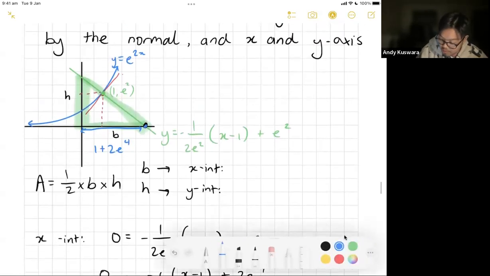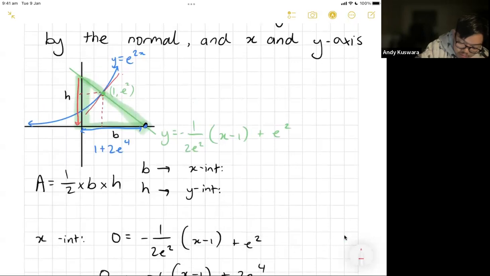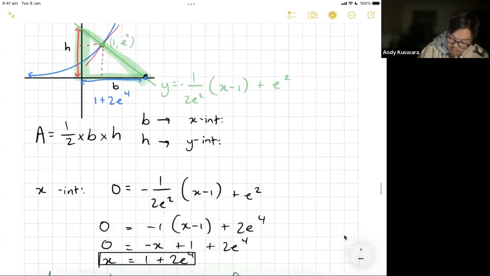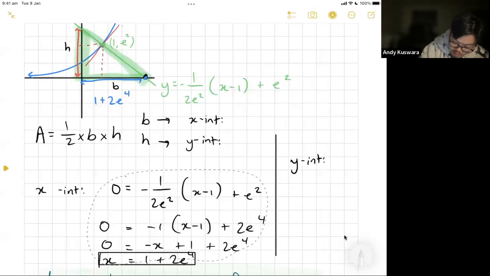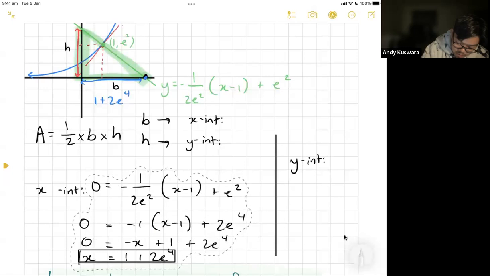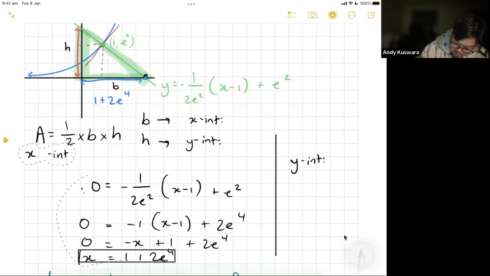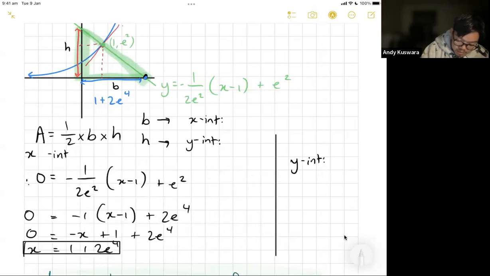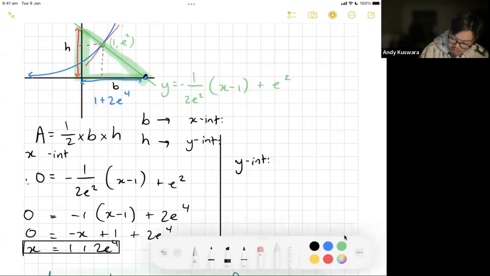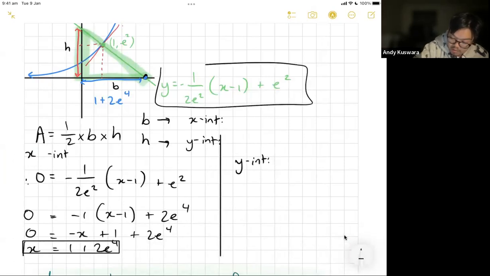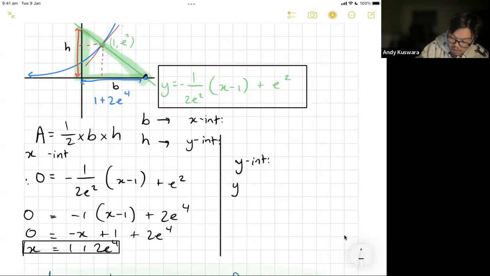Now the other one that I'll need is my height, and that's by finding the y-intercept. How do you find a y-intercept? Let x equal to 0. So I'm just going to move this over and try to make some room for myself. Should probably also move this over up here. This is what happens when you forget to do stuff. Okay, so to find the y-intercept, we let x equal to 0, and using my equation, I'm going to say y equals minus 1 on 2e squared, 0 minus 1, plus e squared.